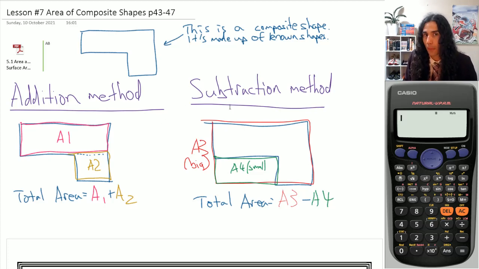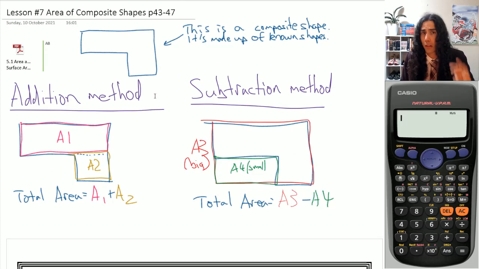It's subtraction. Pretend you had a really big rectangle in red, and then you took a chunk out of it. That little small rectangle, you just took that out of it. So if you found the area A3 and then take away A4, that works too. You'll get the same answer either way. Just thought I'd show you that right at the start, but most of the time I'm just going to do addition.